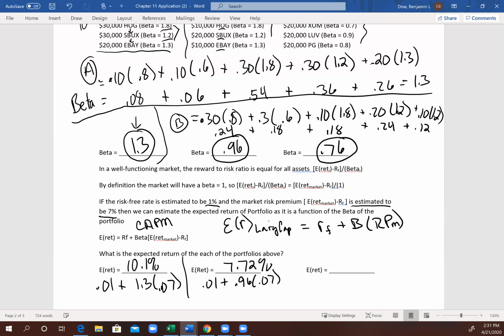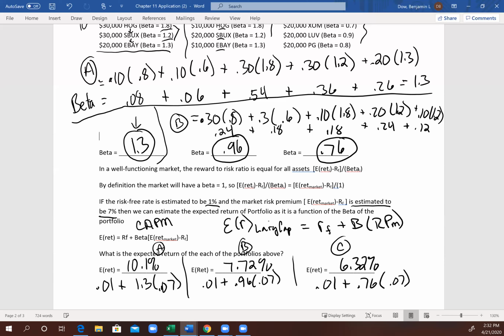But large cap stock portfolio B would have a return of 7.72%. Is that right? Yep. Okay. And C would have a required return of 6.32%.